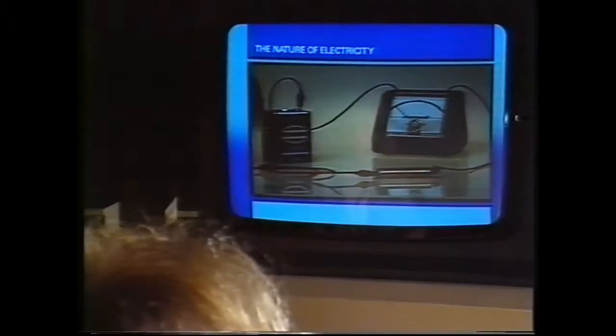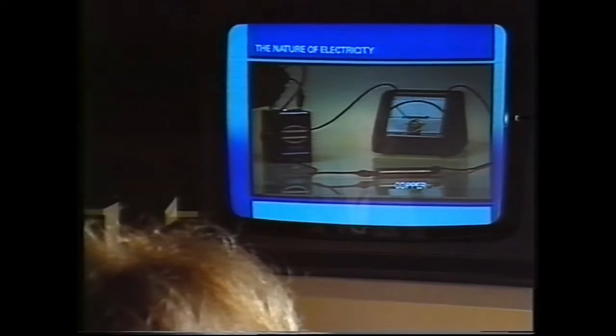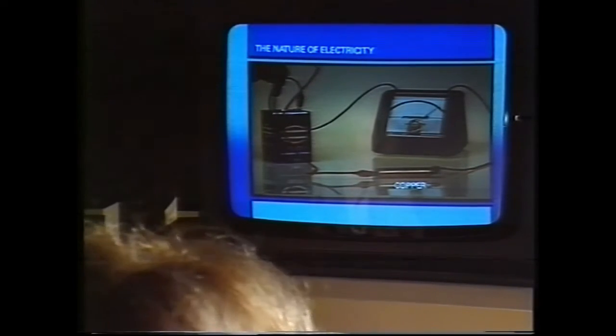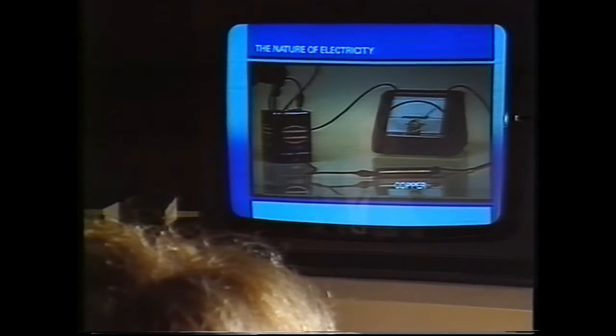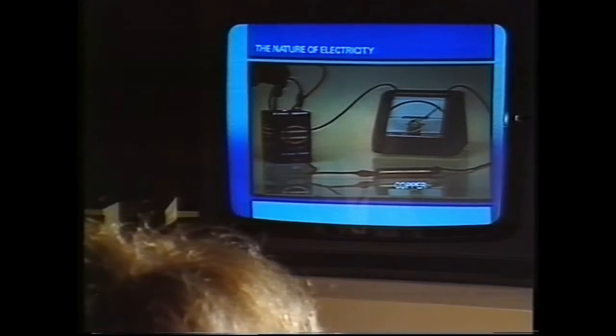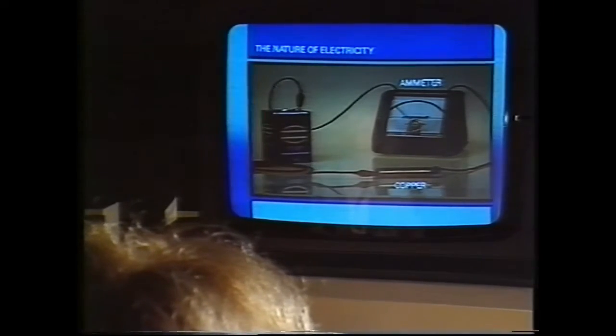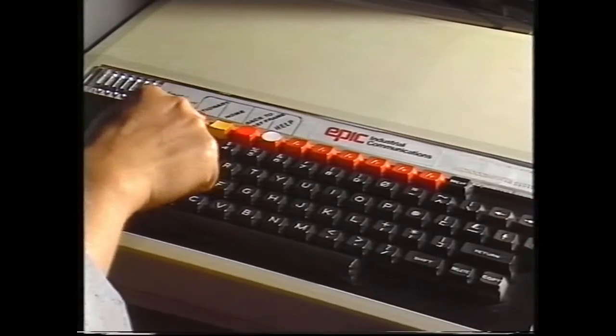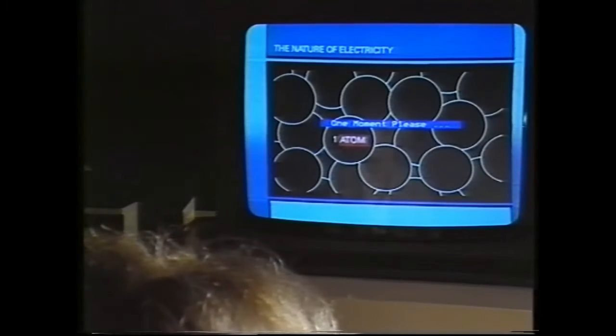Here we select the nature of electricity. When a piece of copper is connected in a circuit to a battery, electric current flows through the circuit as indicated by the ammeter reading. Throughout the course, a student can access the dictionary to clarify any unfamiliar words or symbols.